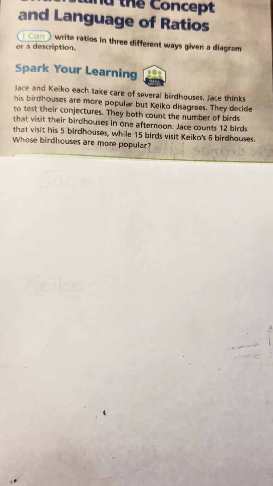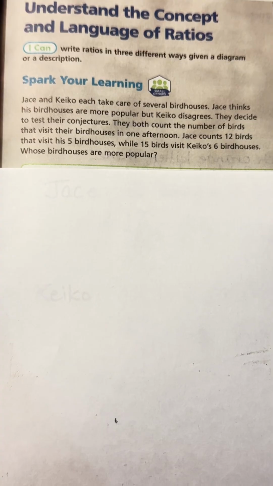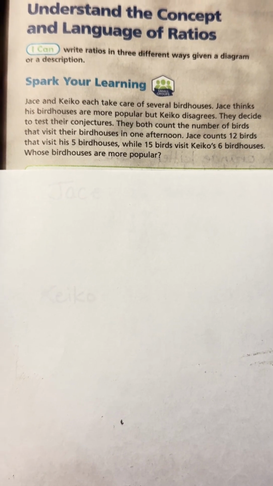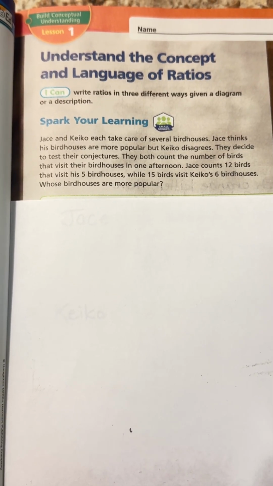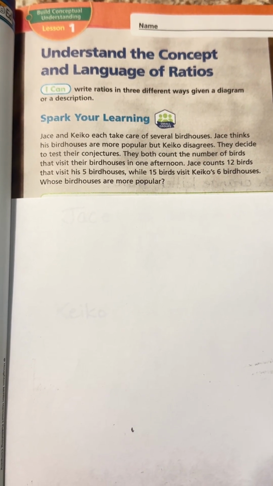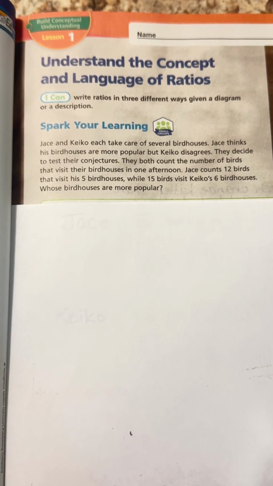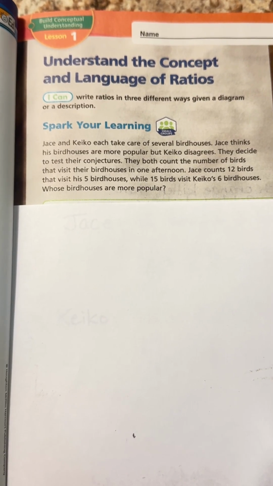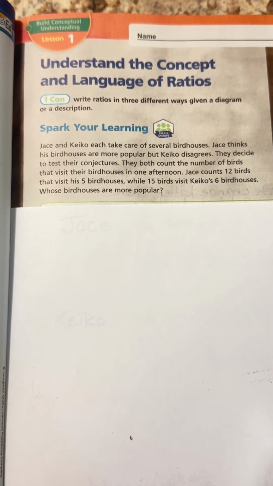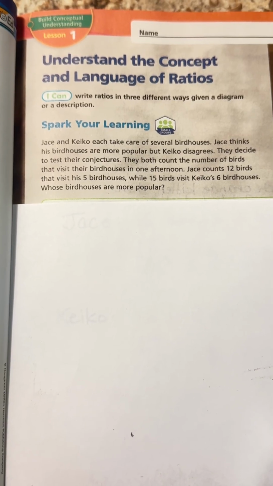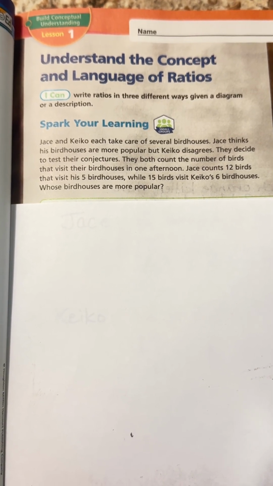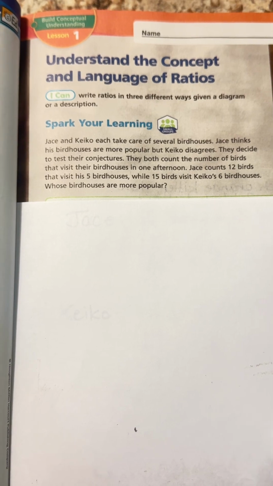All right, so the first thing we're going to do is read this Spark Your Learning word problem. It says, Jace and Kiko each take care of several birdhouses. Jace thinks his birdhouses are more popular, but Kiko disagrees. They decide to test their conjectures, or their ideas. Conjectures are just ideas. They both count the number of birds that visit their birdhouses in one afternoon. Jace counts 12 birds that visit his 5 birdhouses, while 15 birds visit Kiko's 6 birdhouses. Whose birdhouses are more popular?